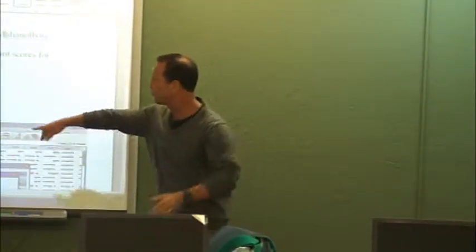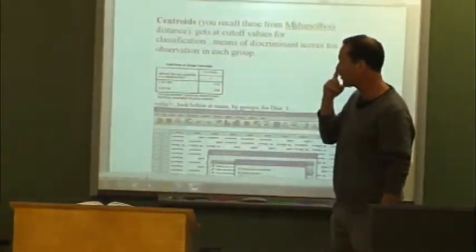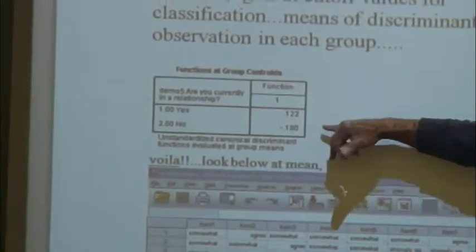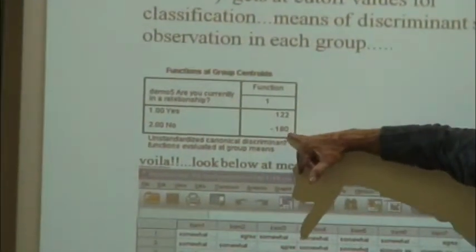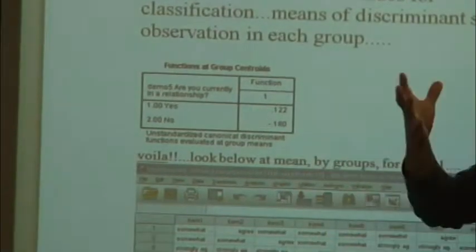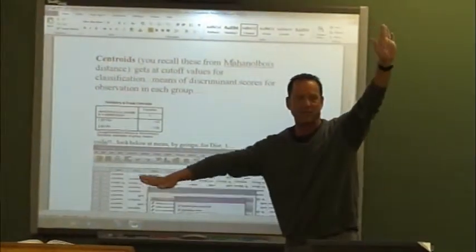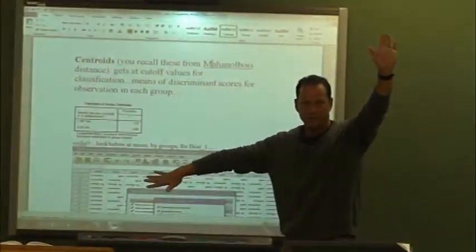Because you're going to be classified: either you're in a relationship or not in a relationship, either you're low risk or high risk, either you're going to leave the job or you're going to stay on the job. So you get this thing called functions at group centroids. You really never have to report or interpret that statistic. Do you see the 0.122 and the negative 0.18? Those are going to be used basically as points in space, where those that are closer to the discriminant score of 0.122 will probably be classified as being in a relationship. Those that are closer to negative 0.18 will probably be classified as what?